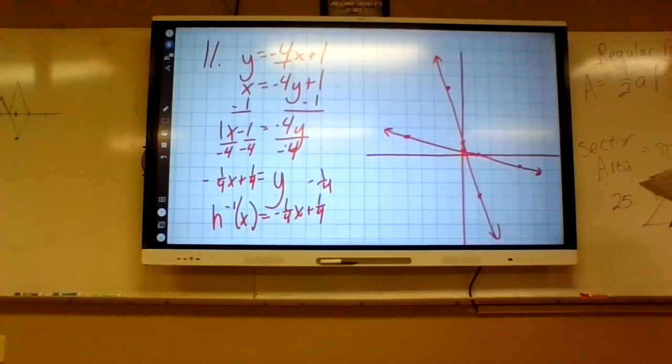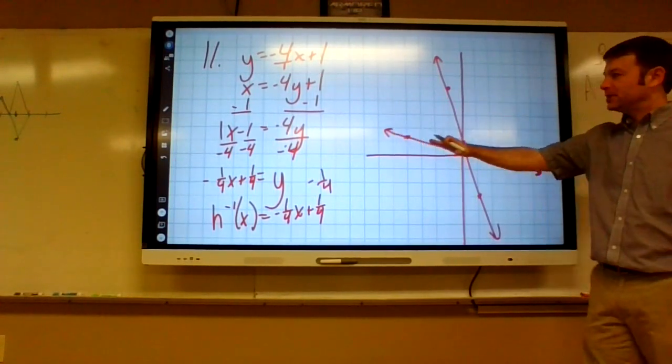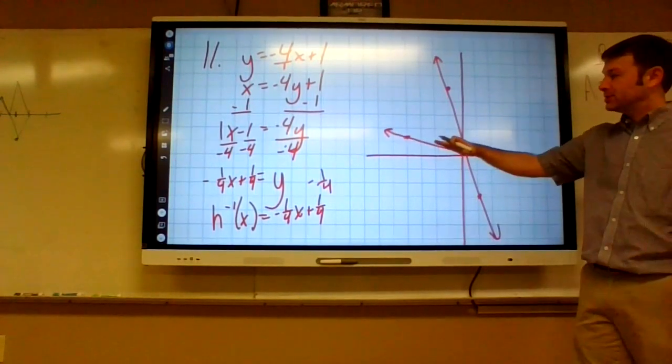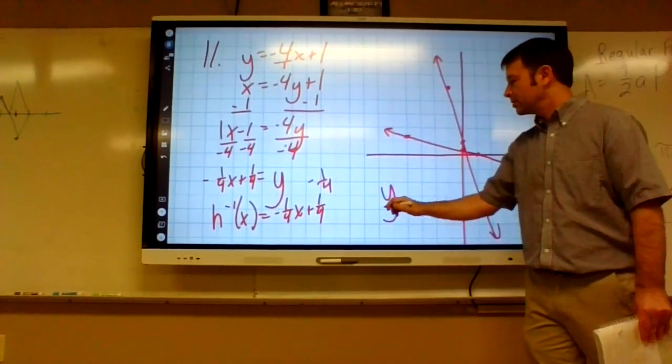And the last question is, is the inverse a function? So is the second line we graphed, does that pass the vertical line test? Yes. So I'll just put yes somewhere.